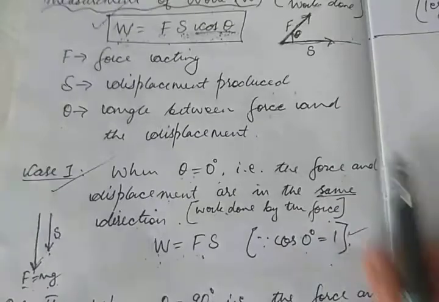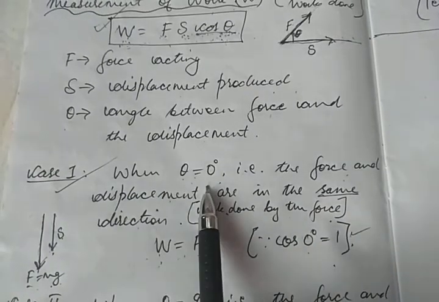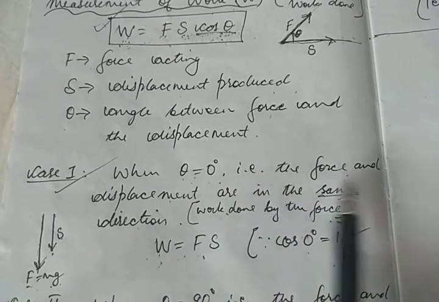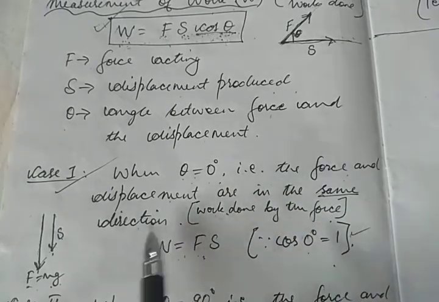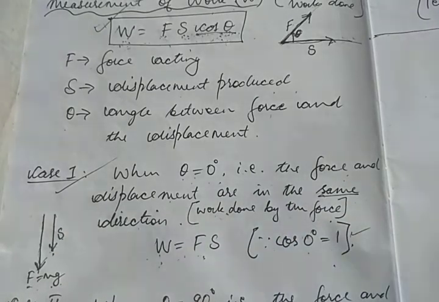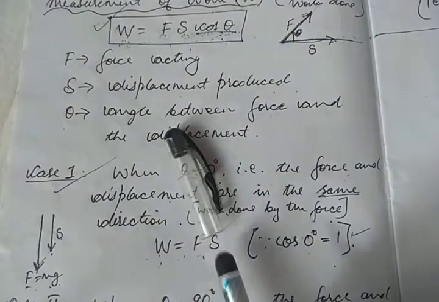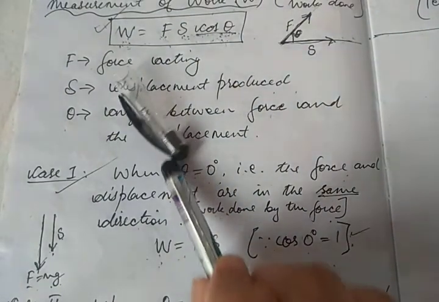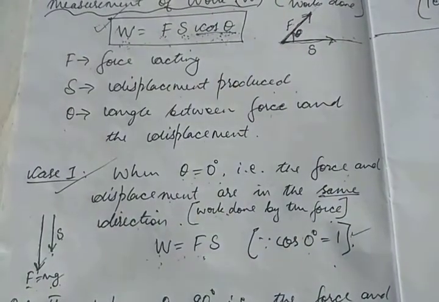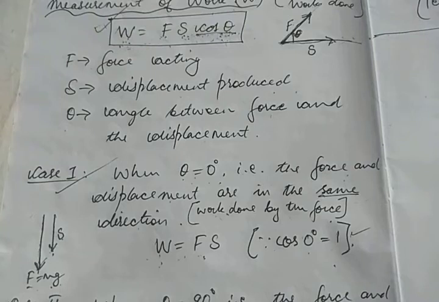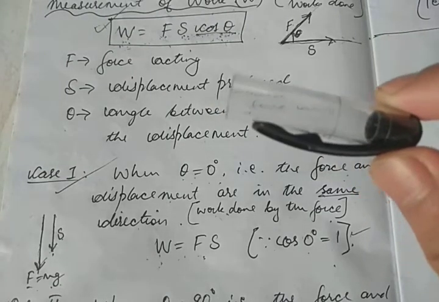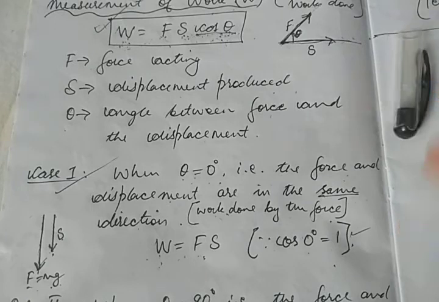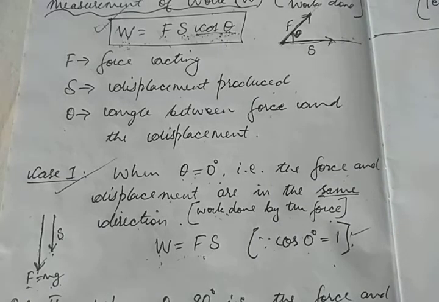Let us discuss 3 different cases. Case 1, when theta is 0. Theta is 0 meaning the force and the displacement are in the same direction. Like in this example, when I'm trying to push the pen cover, the displacement of the pen cover is in the same direction as that of the force acting. Another example could be when I let this pen cover fall down. Another example could be a piece of chalk. When you let it go, it falls down.